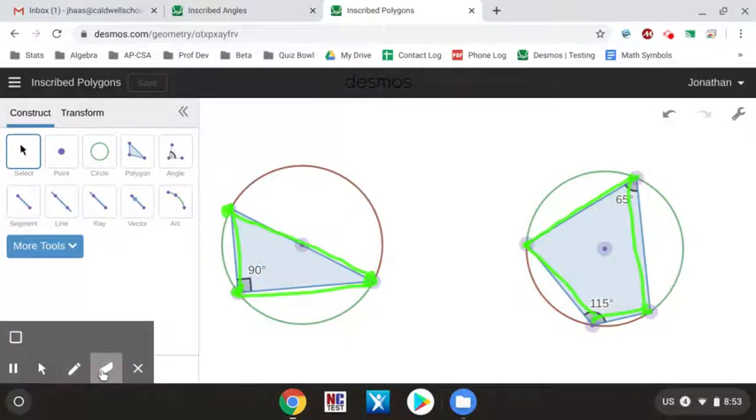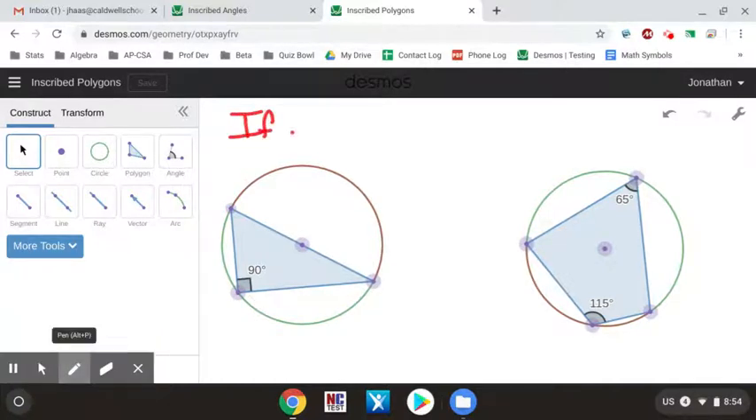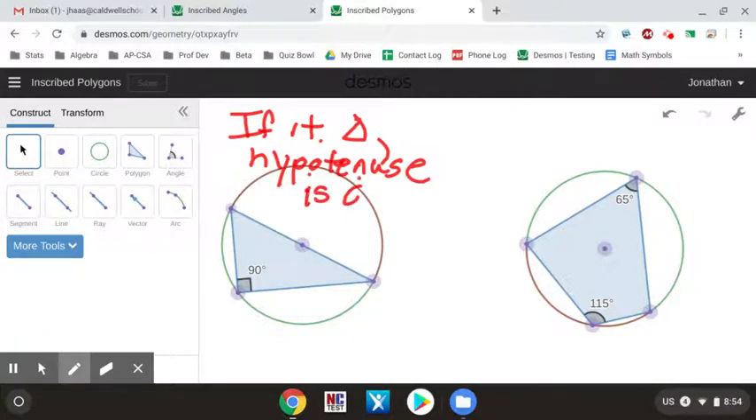Let's erase those marks I just made and talk a little bit more. Now, we kind of just led into this. What is true is that if you have a right triangle inside of the circle, then you know that the hypotenuse is a diameter. It's not just equal to the diameter, it is the diameter of the circle.